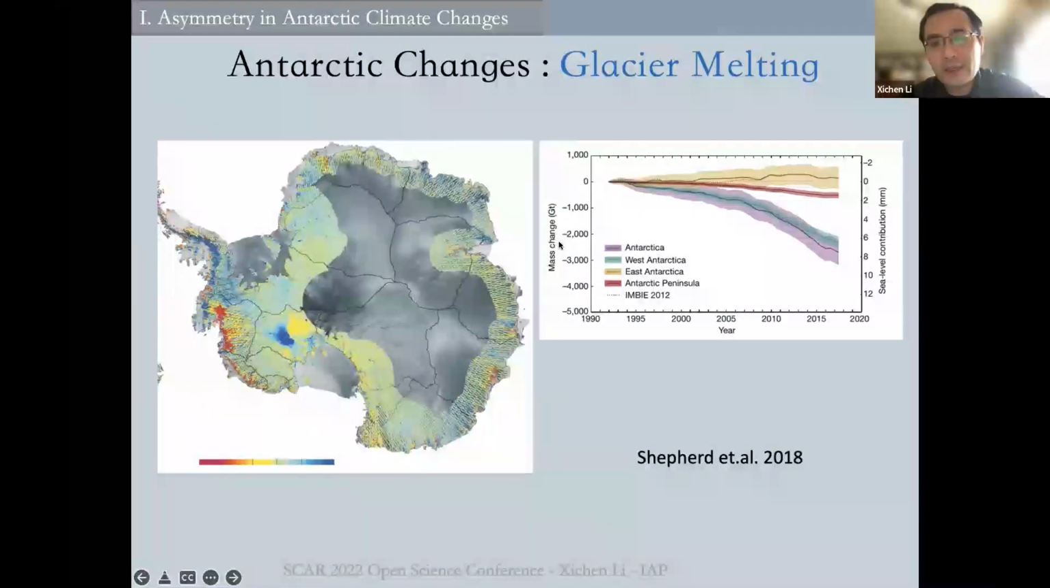And in 2018, Shepherd wrote a paper in Science. It quantified the glacier melting around different areas of Antarctica. We'll find since the 1990s, the entire Antarctica released about 3,000 gigatons of fresh water. That's the purple line. And when we look at West Antarctica, the green line, it contributes more than 90% of the total freshwater release.